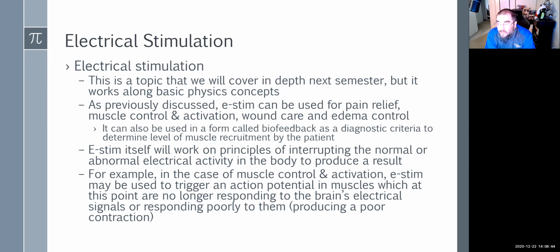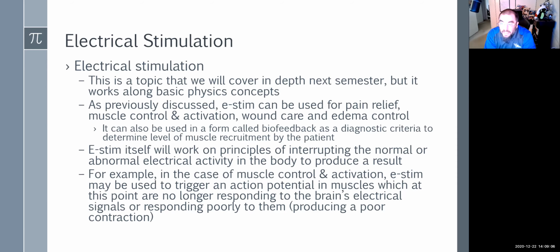So in the case of muscle control activation, E-stim will be used to trigger an action potential of the muscle, at which point they are no longer either responding to the brain's own electrical signals or responding poorly to them. So if you have somebody that's not getting a good muscle contraction from the bicep, we can use E-stim on that to interrupt the problem and cause the contraction to happen.